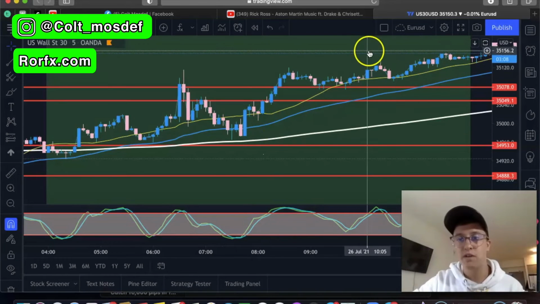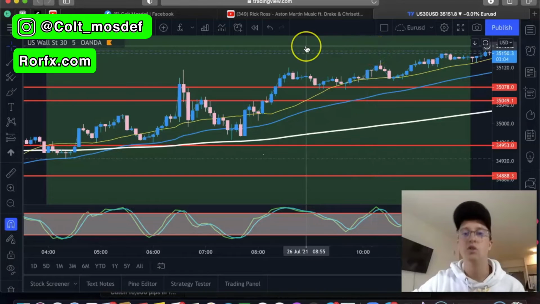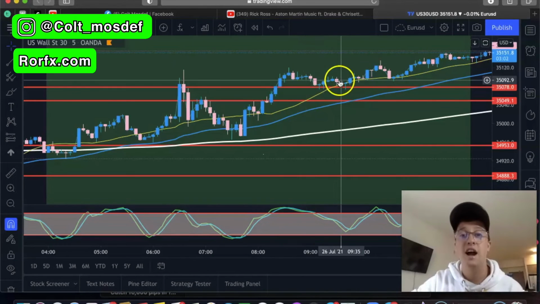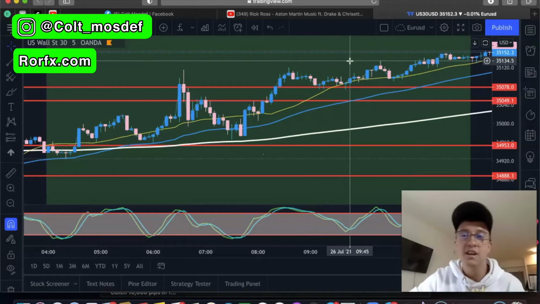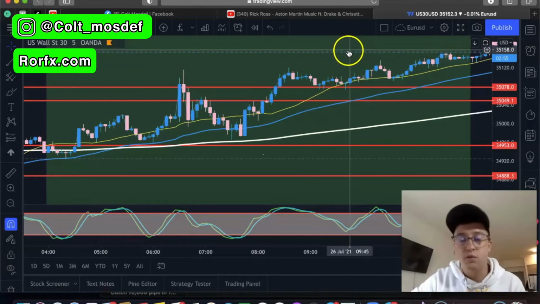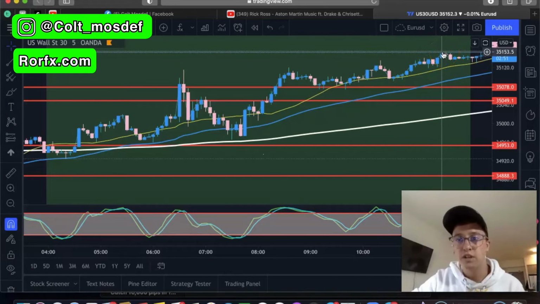Now, we can say that we have our dotted line right here. This is our HOS, high of the session, high of the day right here. I got confused, LOD, LOS. But we have our dotted line right here representing our HOS, high of the session. So we can see that this is the high of the session that went right there.